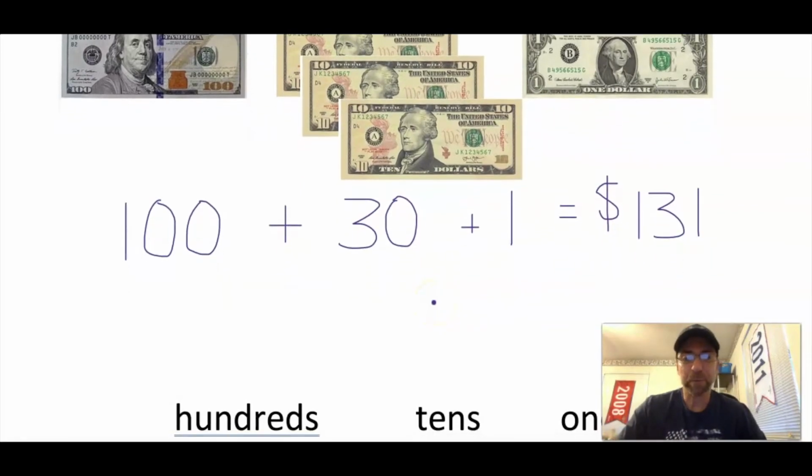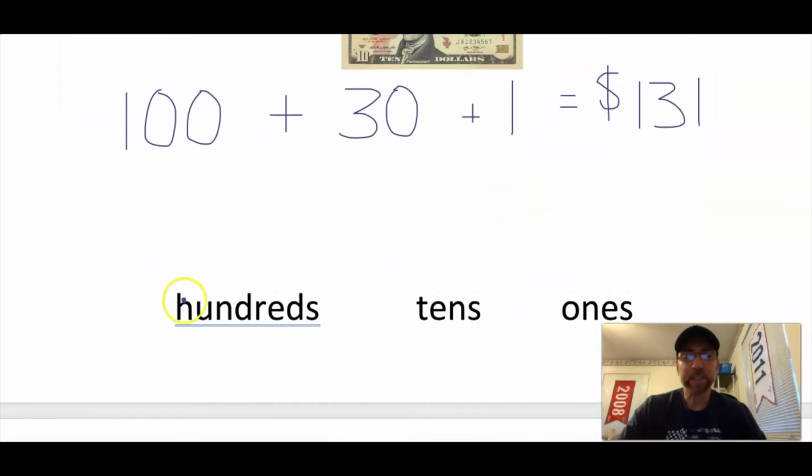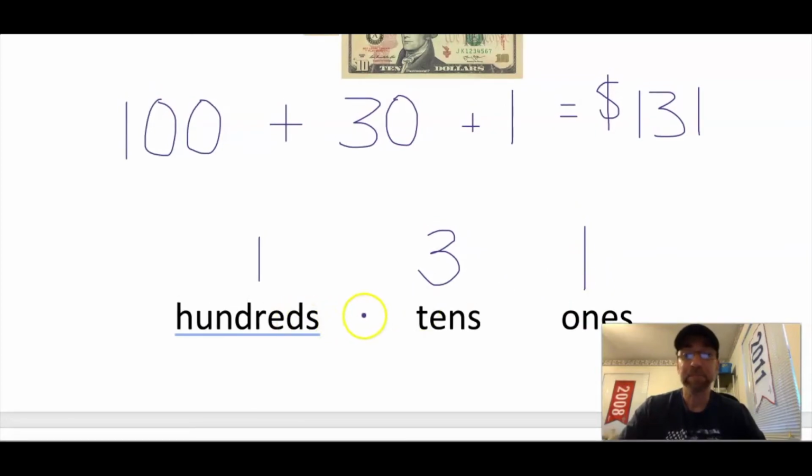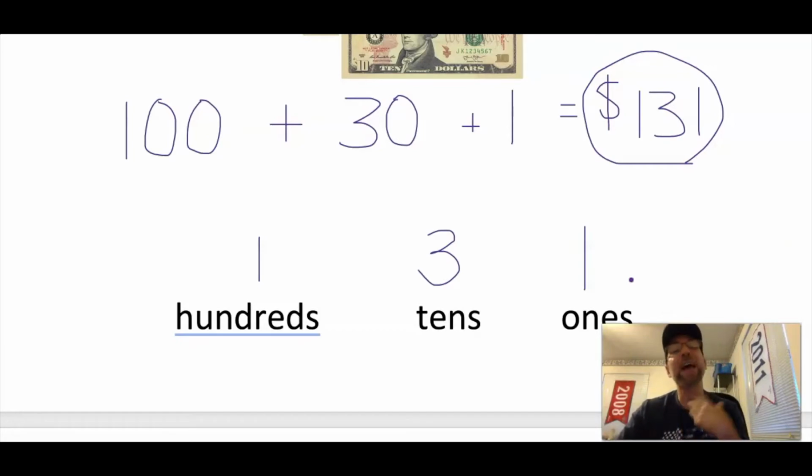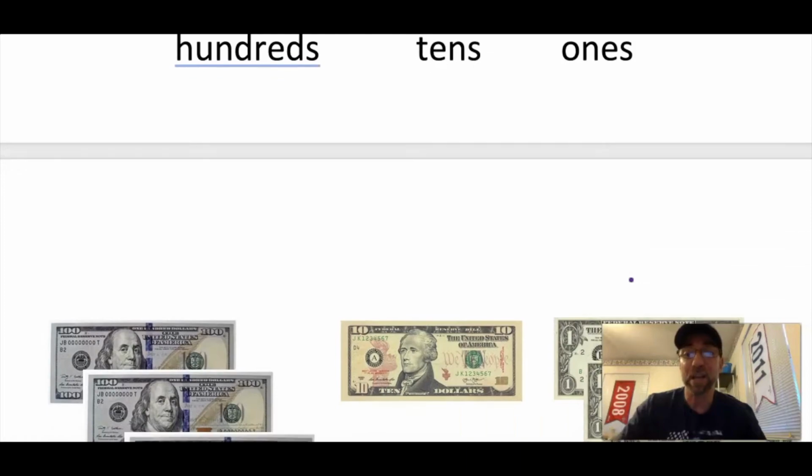Now I'll show you another way. How many $100 bills did I have? I had one. How many $10 bills did I have? 3. And how many $1 bills did I have? I had 1. Sometimes, just by looking at how many you have of each, you can see that 131 appears. That will work sometimes, and that's another strategy if you have a hard time using the other ones.